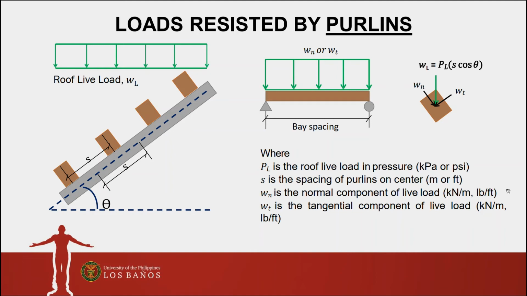So the span of the purlin will depend on the base spacing of the rafters. Okay. So after getting the equivalent line load, we can get the components for the normal and the tangential roof live load by trigonometric functions.